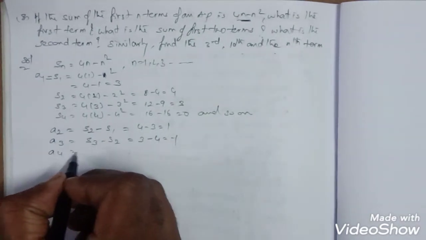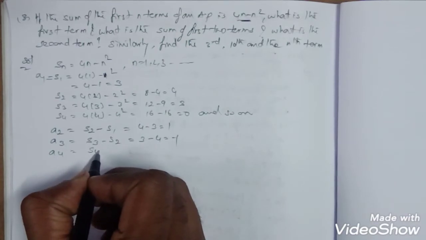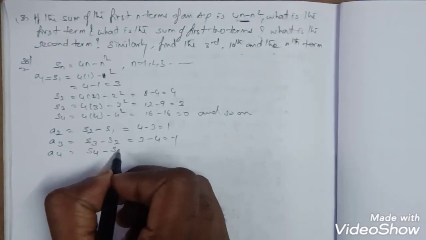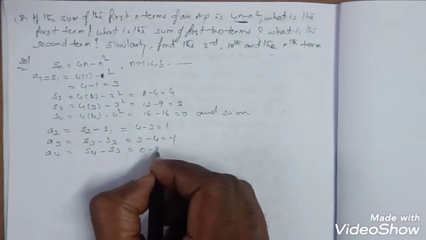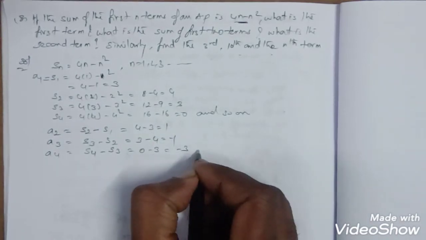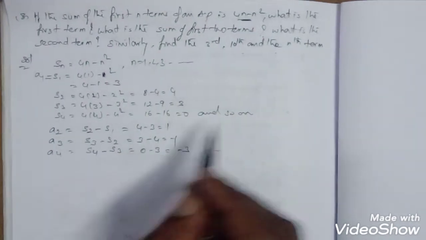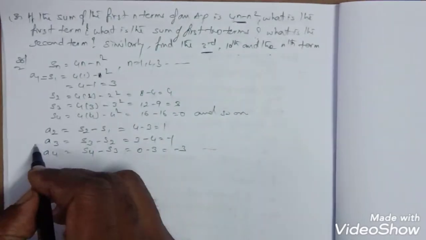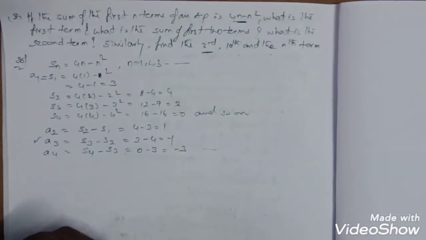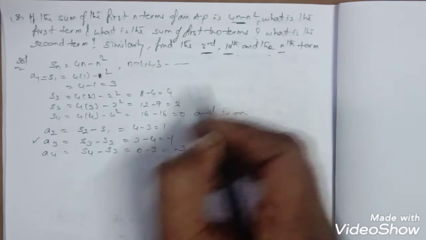And A4 is equal to the sum of 4 terms minus the sum of 3 terms. The sum of 4 terms is 0, so 0 minus 3 is minus 3, and so on. Next, what they have asked is the third term, which we have already got. Next we have to find the 10th term and the nth term.